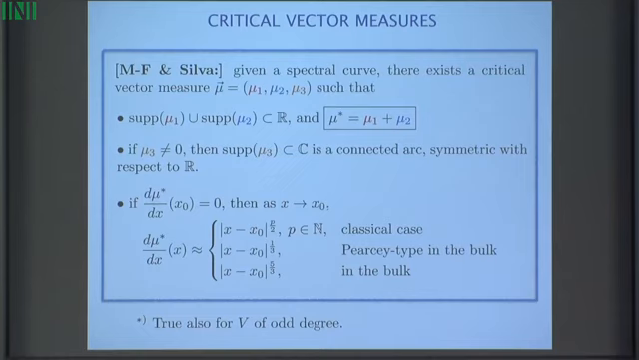Mu3 could be 0 or not. But if it's not 0, then it will be supported on a certain arc in the complex plane. And it's a connected arc, symmetric with respect to the real line. And finally, I want to look at the points where the density of this measure vanishes. Obviously not where it's identically 0, but some point where the density vanishes. Could be the endpoints or some point in the interior.